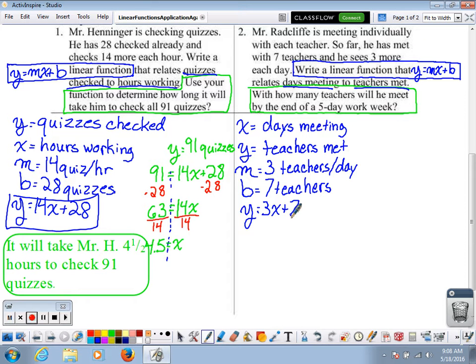Okay. Good. We have y equals 3x plus 7. Great. That's part A. That's my linear function. Now the part B, they're going to give us either an x or a y. We need to figure out which one they've given us. So we look at this part B. With how many teachers will he meet by the end of a 5-day work week? Okay, they've given us 5 days. Okay, that's the number. Is it an x or is it a y?